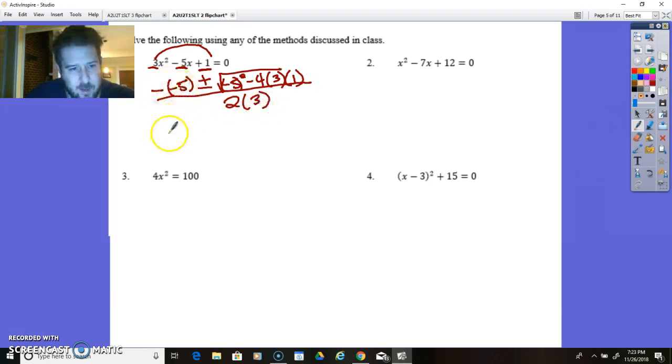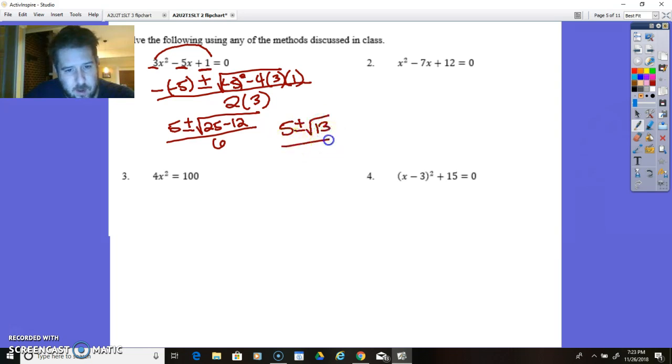Simplify this. The opposite of negative 5 is positive 5, plus or minus the square root of. Finding the discriminant, I like to do it in parts. Negative 5 squared is 25. Negative 4 times 3 is negative 12. Negative 12 times 1 is still negative 12. 2 times 3 is 6. Now I can simplify the discriminant. 25 minus 12 gives me 13. So 5 plus or minus the square root of 13, over 6.